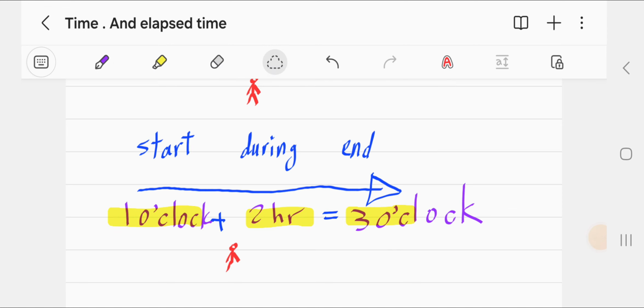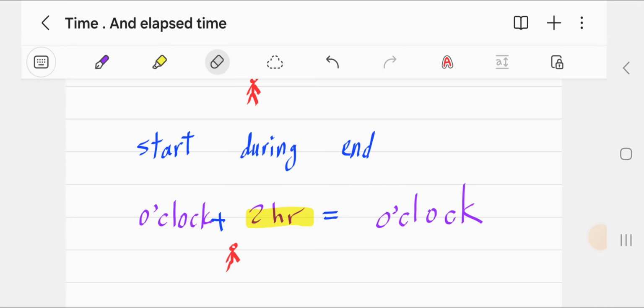Let's take another example and try to answer this alone. Okay? Start our PE session at 7 o'clock. And our PE session just takes 1 hour. That's okay. And then I finish my session. Which time do I finish our session?